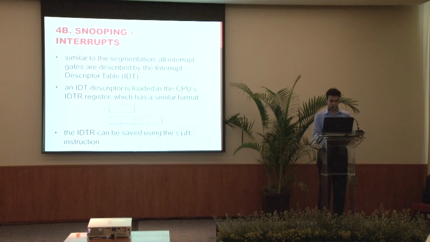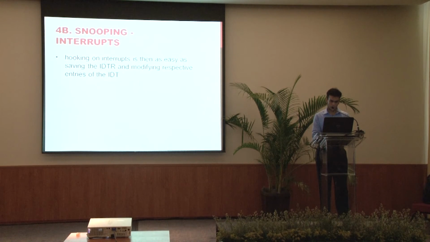If you want to trap on interrupts, similar to segmentation, all interrupt gates are described by the interrupt descriptor table. The IDT is again pointed to by an IDT descriptor, which is loaded into the CPU's IDTR. It has a similar format to the GDTR. It has the size of the IDT and the address of the IDT. And the IDTR can again be saved using the SIDT instruction. Hooking on interrupts is then as easy as saving the IDTR and modifying respective entries of the IDT.